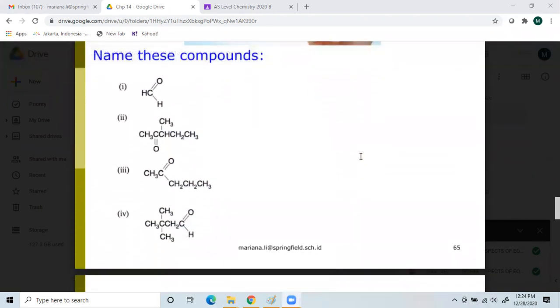Okay, one more practice question. Name these compounds. Okay, let's discuss the answer. Don't forget to identify the functional group here. This is not ketone. This is aldehyde. So the name is methanal because it consists of 1C. Methanal or formaldehyde.